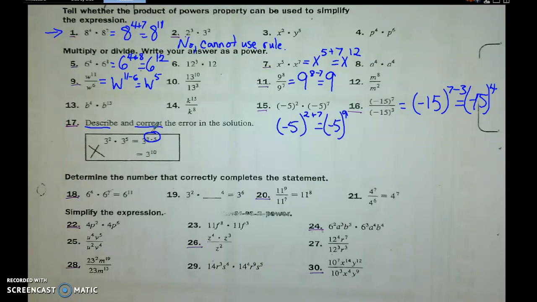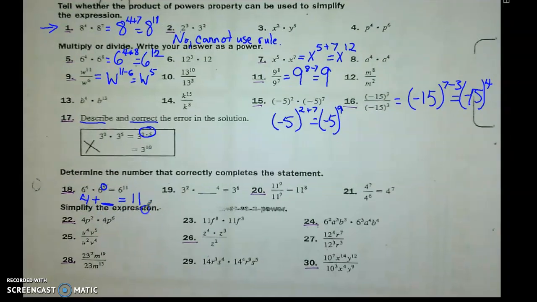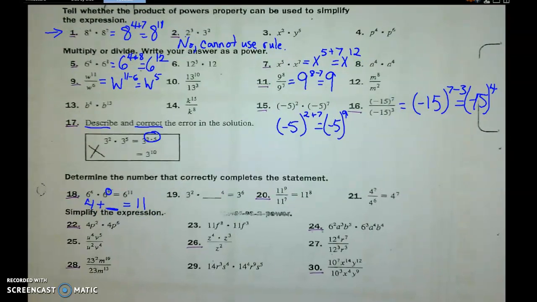Looking at the next section, it says determine the number that correctly completes the statement. So we have a missing value that has to be filled in. So 6 to the 4th times 6 to the something, question mark, equals 6 to the 11th. We know that we add our exponents when we're multiplying. So 4 plus whatever that question mark has to equal 11. So when I think about our equations and do our inverse operations, 11 minus 4 is going to give us our answer, and that's going to be 7. So that question mark right there would be 7. So 6 to the 7th power.